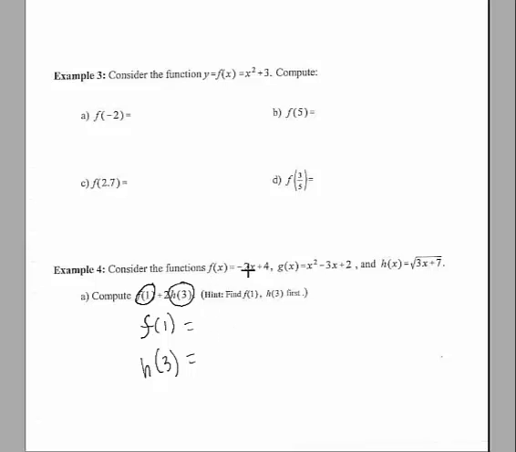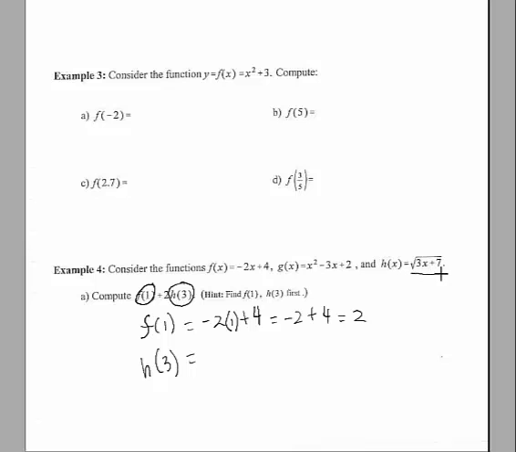Okay, f is negative 2x plus 4. We want to take the x and replace it with the 1. So negative 2 times 1, we get a negative 2 plus 4. 4 minus 2, 2.